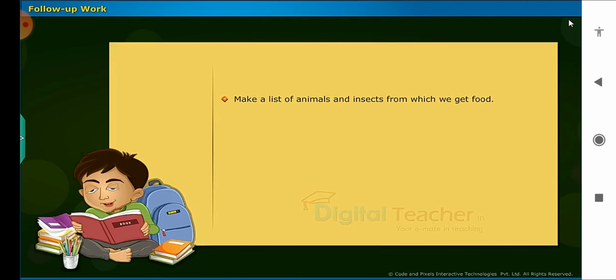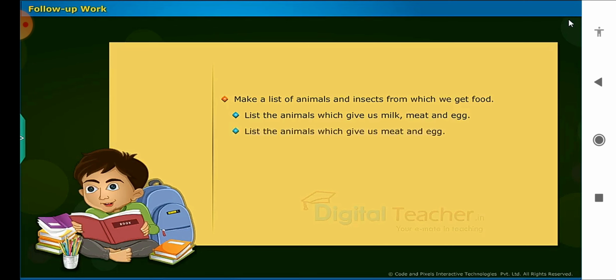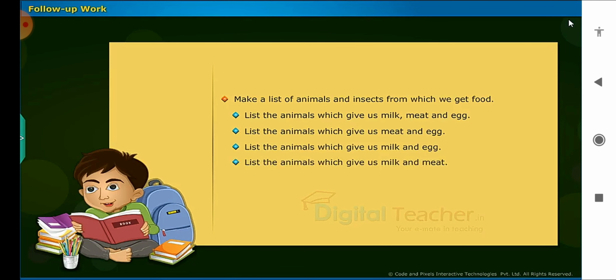Make a list of animals and insects from which we get food. List the animals which give us milk, meat, and egg. List the animals which give us meat and egg. List the animals which give us milk and egg. List the animals which give us milk and meat.